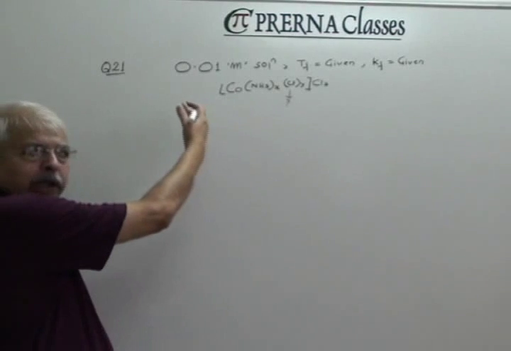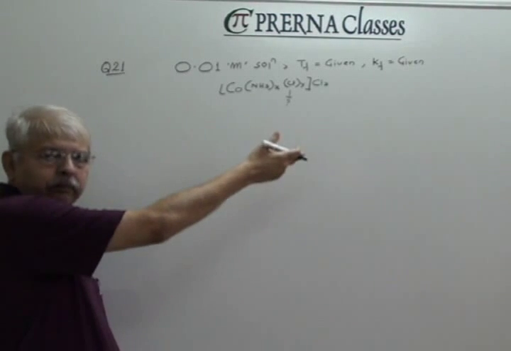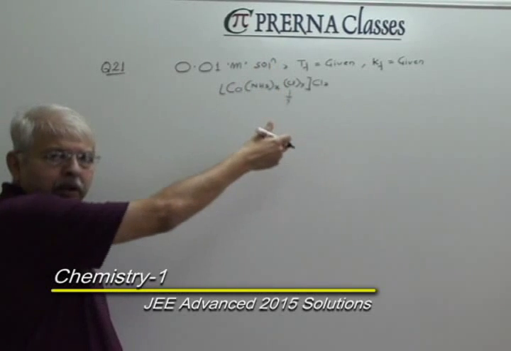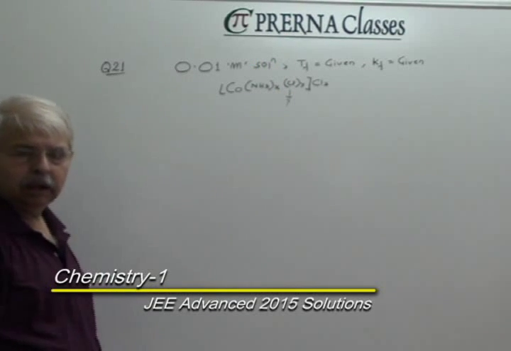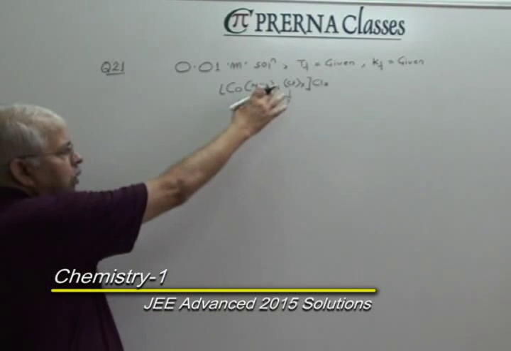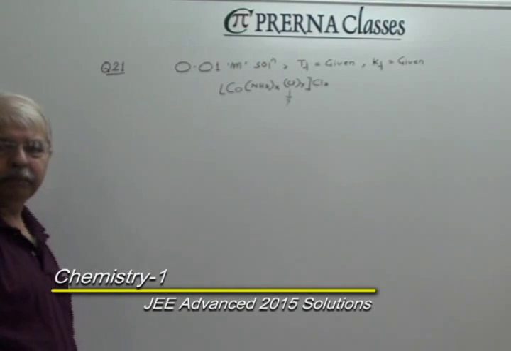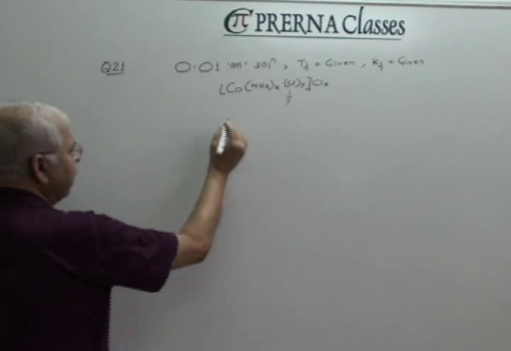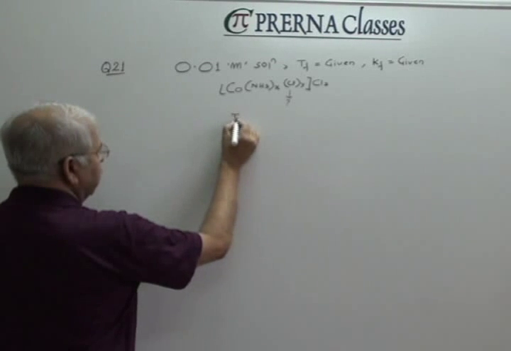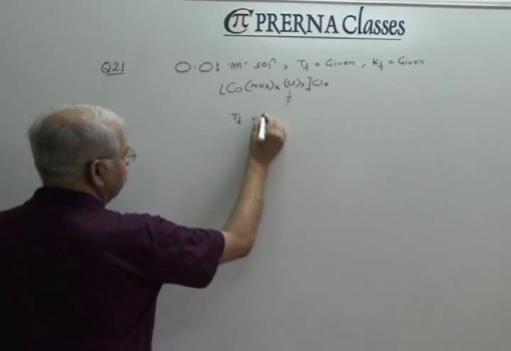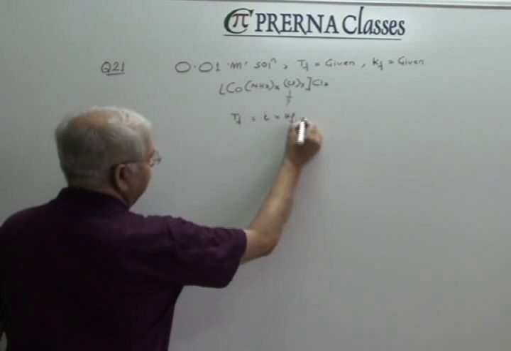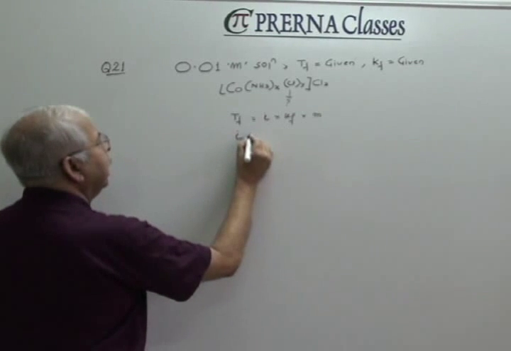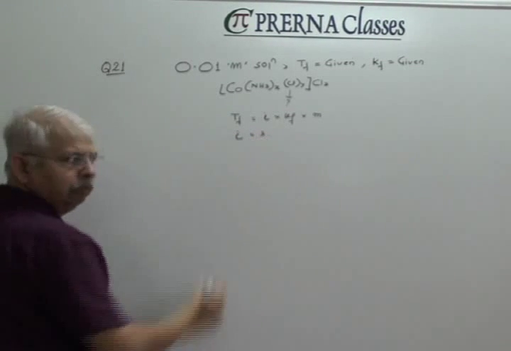A hexacoordinate cobalt 3 complex whose molality, ΔTf, and Kf are given. He has asked me to calculate the number of chlorine atoms in the coordination sphere. So this is simply ΔTf = i × Kf × molality. If you calculate, i comes out to be 3.